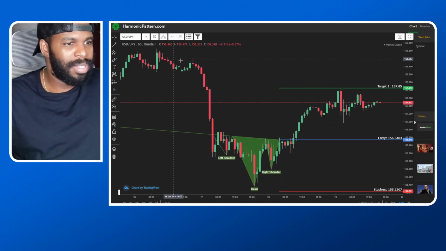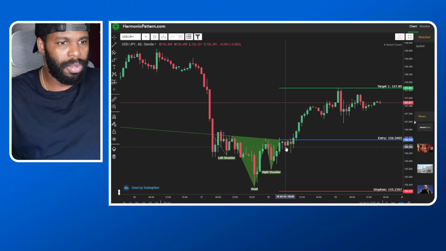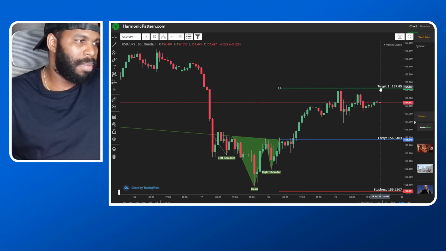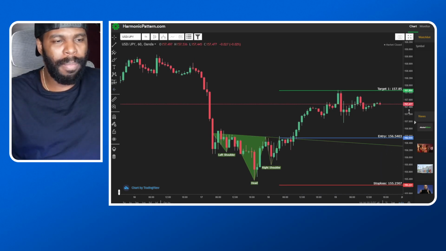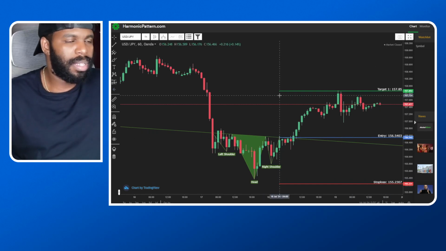But yeah, this is USD JPY. There was an inverted head and shoulder pattern right here. As you see, left shoulder, head, right shoulder, and then boom. As soon as price broke that neckline, it shot all the way up to TP. Harmonic Pattern even gives you the target as well. As you can see, the entry, the target, the stop loss, etc.